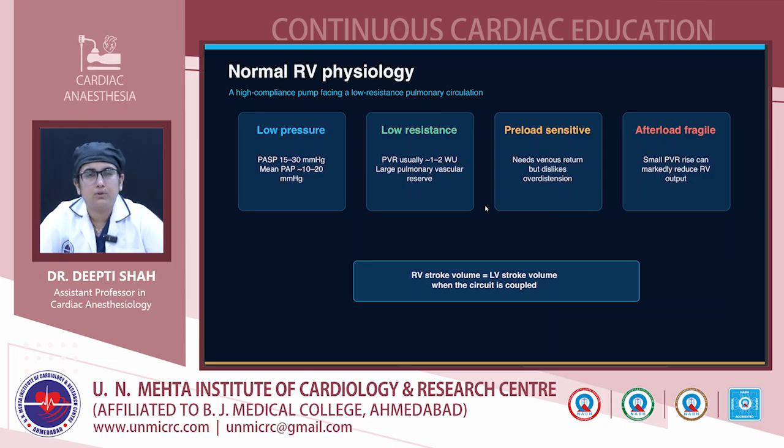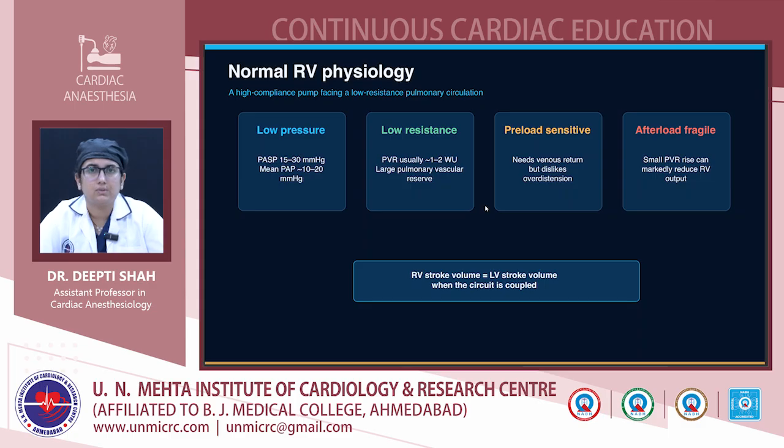So, a brief about normal RV physiology. I was already telling that blood from the RV goes into the pulmonary artery, which is a very low pressure system. Low pressure means a pulmonary artery systolic pressure of around 15 to 30 mmHg, or a mean pulmonary artery pressure of around 10 to 20 mmHg, which is very low compared to the aorta, to which the LV is subjected.